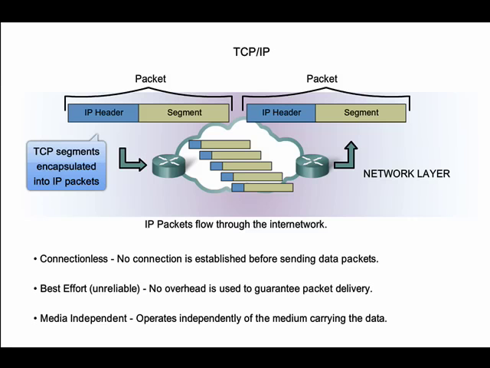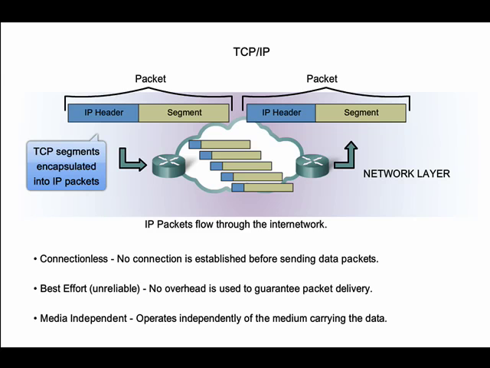IPv4 is currently the most widely used version of IP. IPv6 is being implemented in some areas and will operate alongside IPv4, and eventually it will replace it. IP was designed as a protocol with low overhead. It provides only the functions that are necessary to deliver a packet from a source to a destination over an interconnected system of networks. There are three main characteristics of IP protocol. It is connectionless, provides best effort delivery, and is media independent.